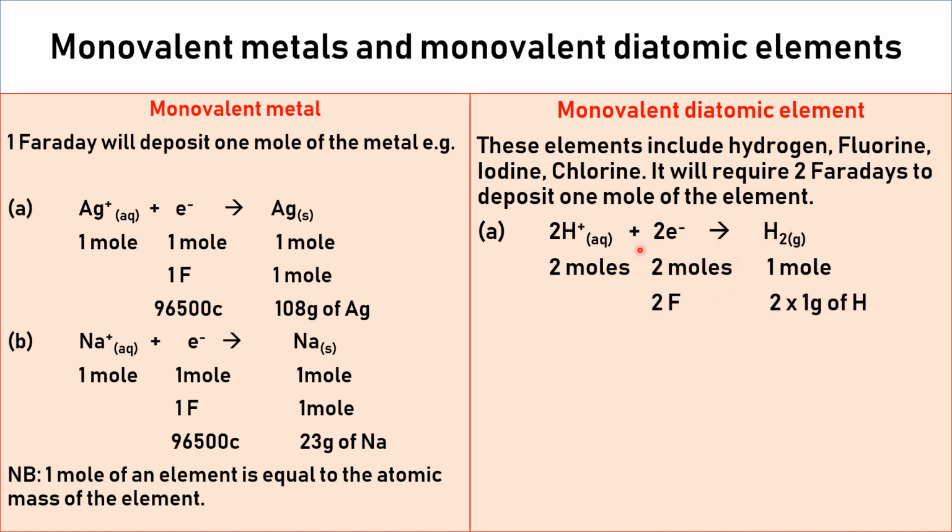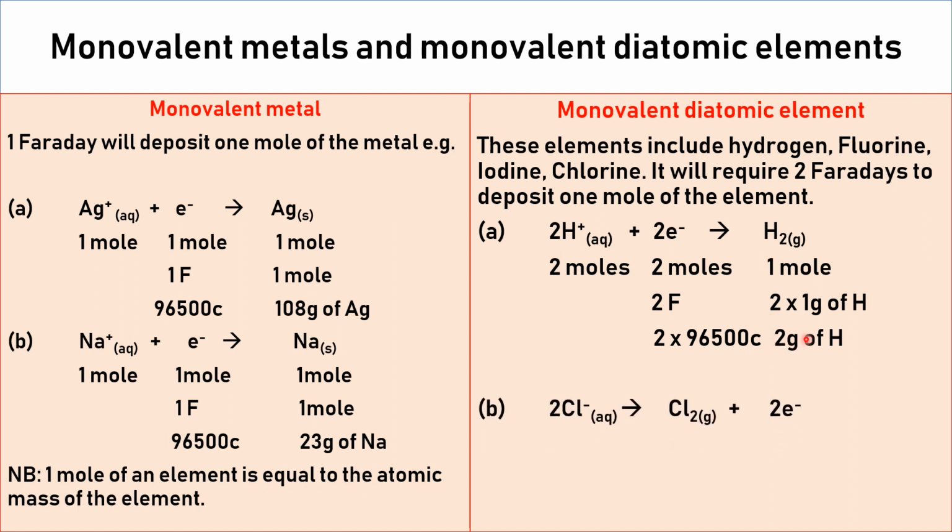The number of moles of electron is 2. That tells us that it will require 2 Faradays. But 1 mole of hydrogen atom is 1 gram, and the number of hydrogen atoms that we have here is 2. So we multiply the number of hydrogen atoms by the atomic mass of 1 hydrogen atom. So 1 Faraday is 96,500. So 2 Faradays will be what? 2 times 96,500, and we have the mass of hydrogen gas to be 2.